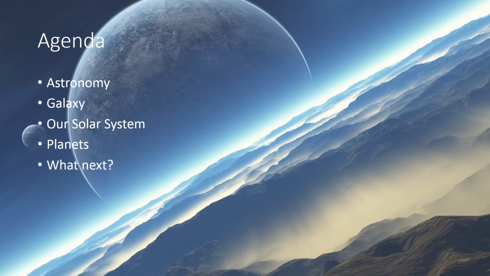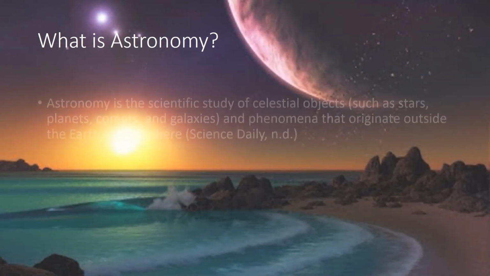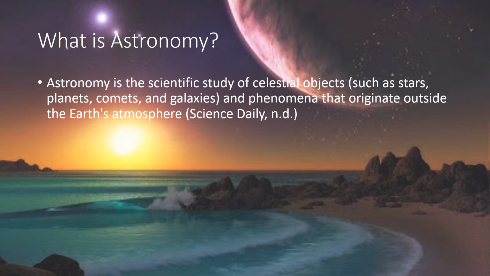What next? Okay? So what is astronomy? Science Daily says that astronomy is the scientific study of celestial objects such as stars and planets, comets, and galaxies, and the phenomena that originate outside of Earth's atmosphere. So, astronomy is obviously us looking at the stars and understanding the stars and the galaxies and how they move and all the different phenomena that is out in space.